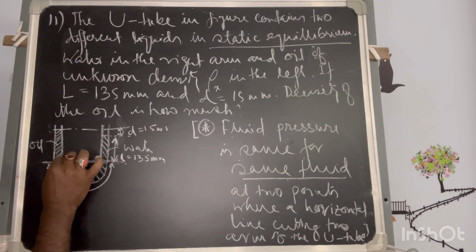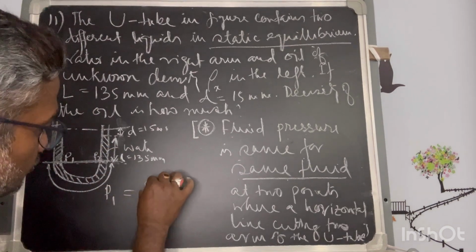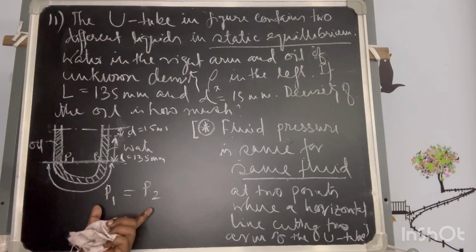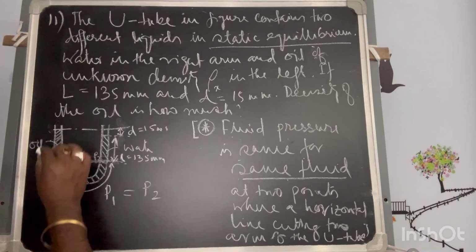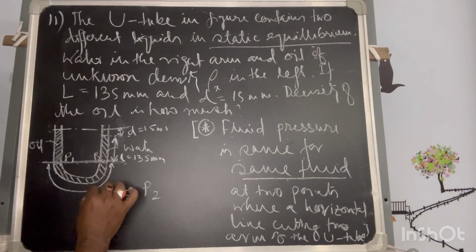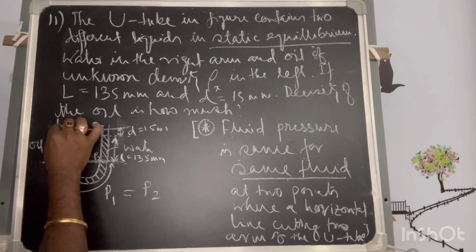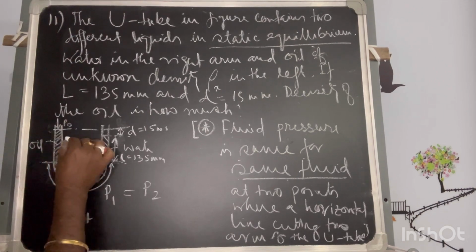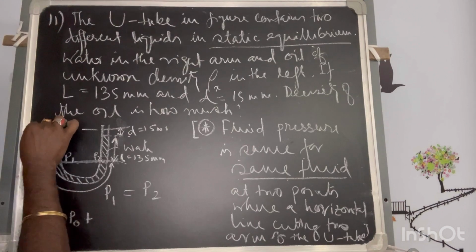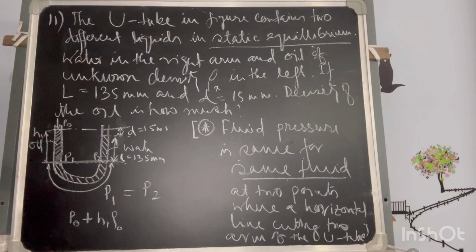Now if I say there is pressure P1, there is pressure P2, so that means P1 is equal to P2. If you can establish at what points your pressure is same, then further the job will be easier. Now if I want to calculate the pressure at this point P1, what are the pressures? This is atmospheric pressure P0 and the pressure due to the oil level. So this is P0 plus, let's say this is H1, H1 into the density of oil into G. This part is P1.